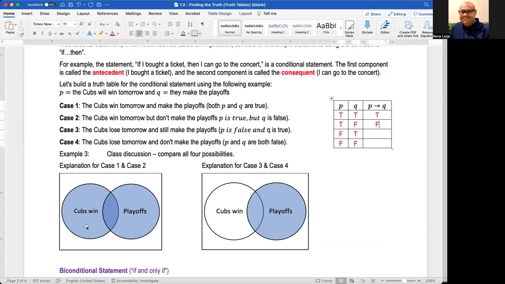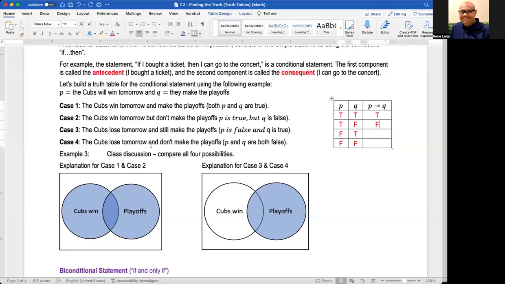That one's not true because look at the intersection. Look where they both exist. The Cubs win and they made the playoffs. So you can't dispute that. They are going to the playoffs if they win. Okay. Now, the last 2 cases, 3 and 4, this is where it gets a little weird.